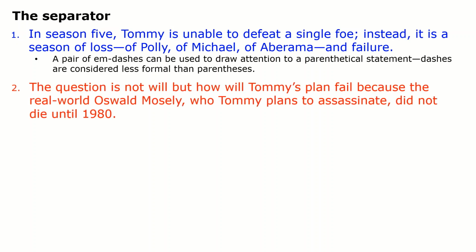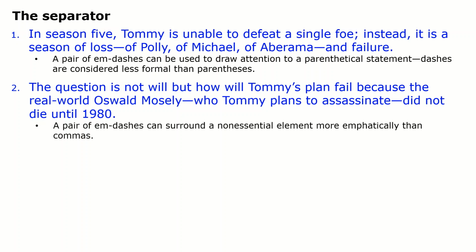Number 2. The question is not will, but how will Tommy's plan fail, because the real-world Oswald Mosley, who Tommy plans to assassinate, did not die until 1980. Again, this is a grammatical sentence with acceptable punctuation. Here, however, I have used commas to mark out the non-essential adjective clause, who Tommy plans to assassinate. The overall focus of my text, however, is the plot of Season 5 of Peaky Blinders. So what I can do to draw the reader's attention back to the plot point I am discussing is to use M dashes instead of commas to surround the clause. Again, this is more emphatic and less formal than the commas that the M dashes replace.